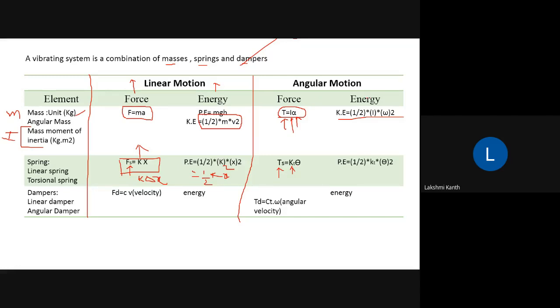And coming to energy, this is 1/2 kx². In a similar fashion, this k becomes kt, the spring rate in torsion, and x becomes theta. So it is 1/2 kx², and this is 1/2 kt θ². Okay, so this is the case.